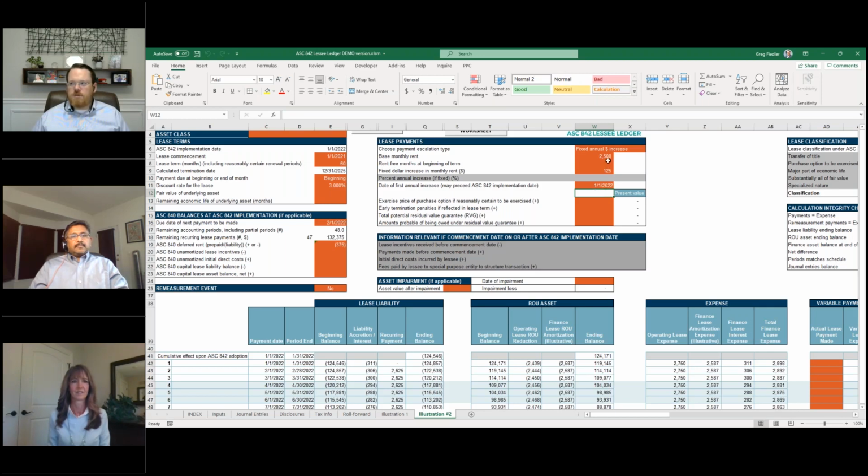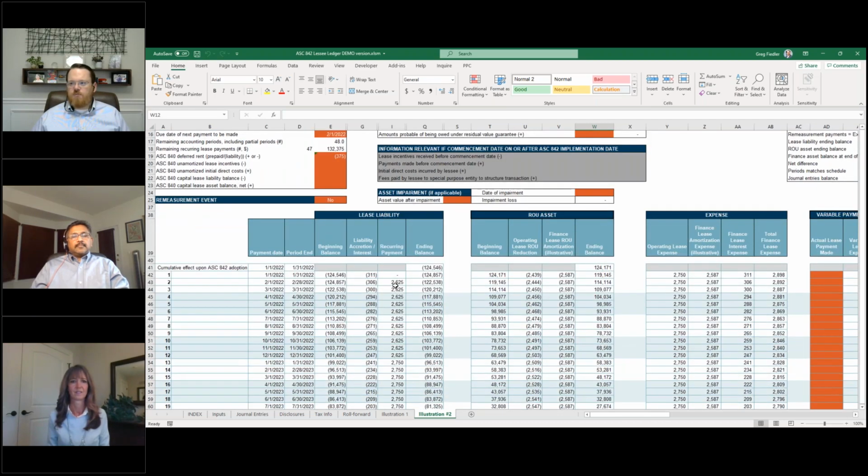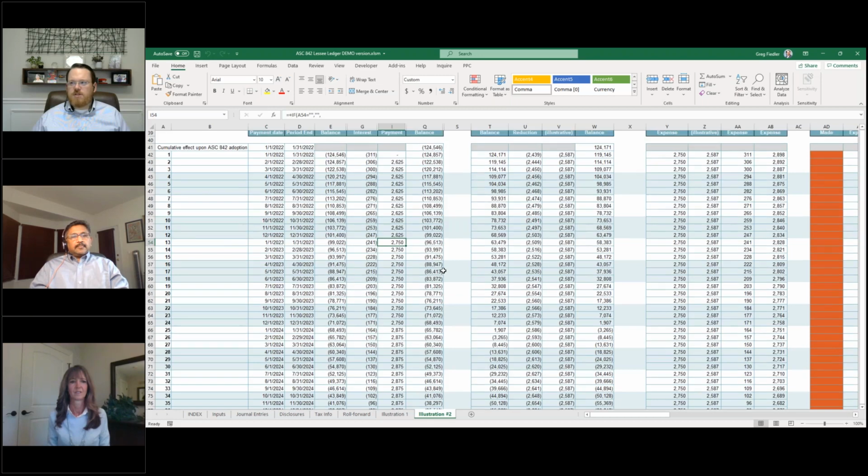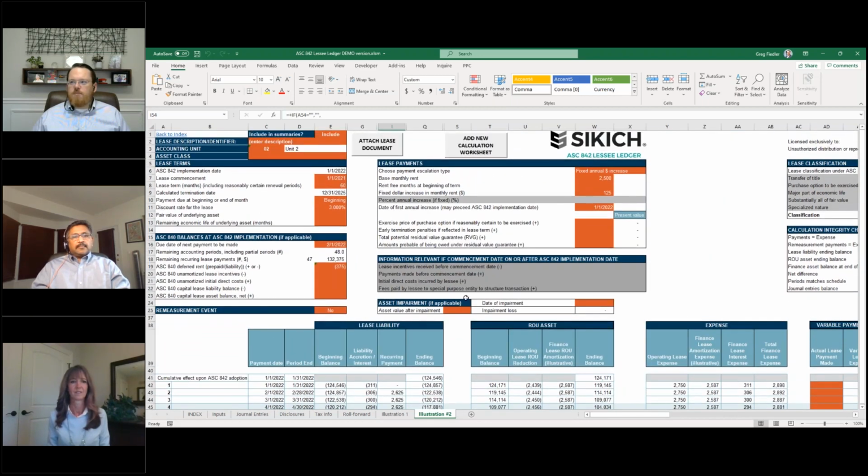We can influence all these variables by inputting whatever is relevant. And so you'll see here in our schedule, we've picked up this payment schedule where we're starting out at that $2,500 plus the $125, and then we increase each year. By doing that, we've now measured our remaining lease liability for this existing operating lease.